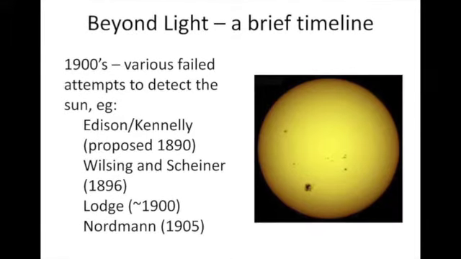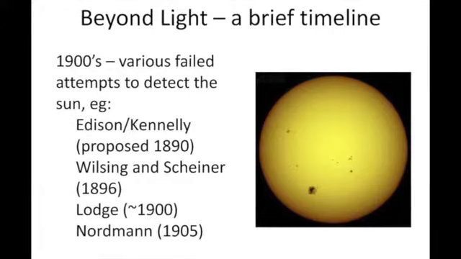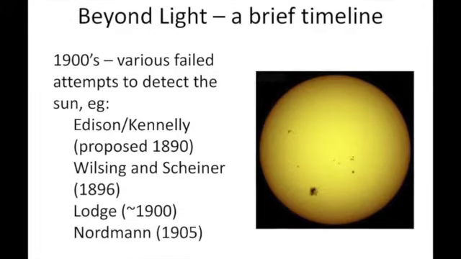Wilsing and Scheiner did some work in 1896, Lodge in 1900, Nordmann in 1905. All of these are interesting things to go and read up on what they tried. The unlucky one here is Nordmann, who actually did everything correctly. And when we go back and analyze his receiver system and his antenna, we realize he had enough sensitivity to detect the sun. But it happened that when he climbed up to this mountain where he did his observations, it was a solar minimum. So he was really unlucky.